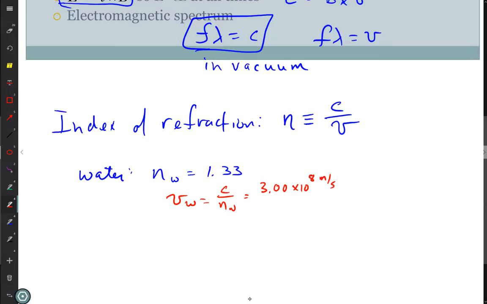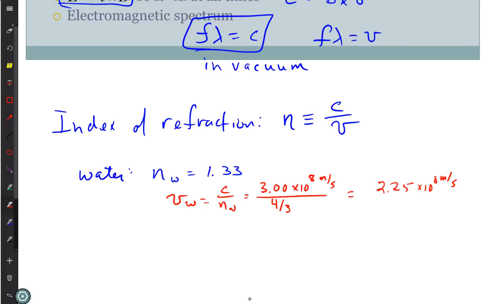It's asking me C over N of water, which, between good friends, I'm just going to put 3 times 10 to the 8 meters per second over 1.33, that's also written as 4/3. So 3 times 10 to the 8 divided by 4/3 is equal to 9 over 4. What is that? 2.25 times 10 to the 8. So there's the speed that light travels through water.